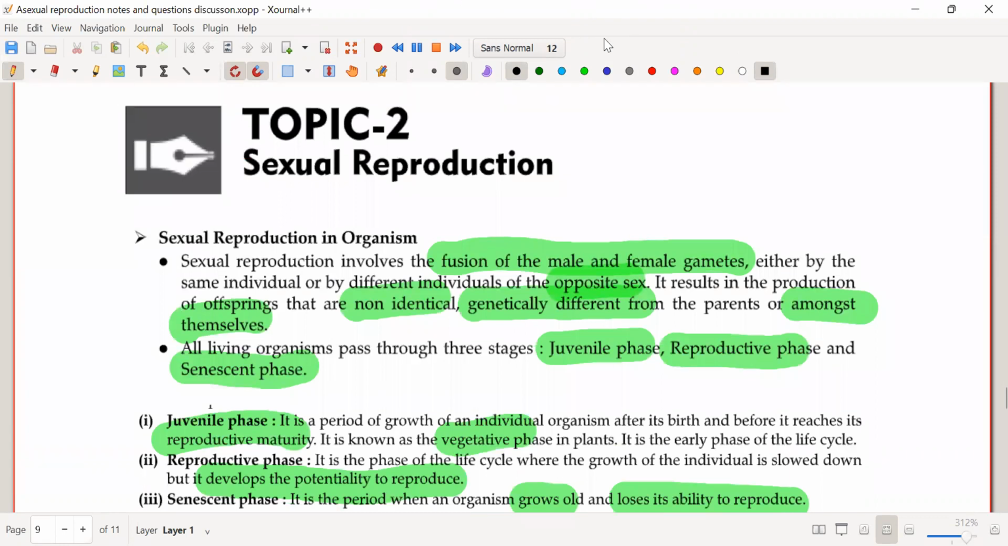We will take another 5 minutes break. After that break, we will see what and all questions were asked in your finals in sexual reproduction.